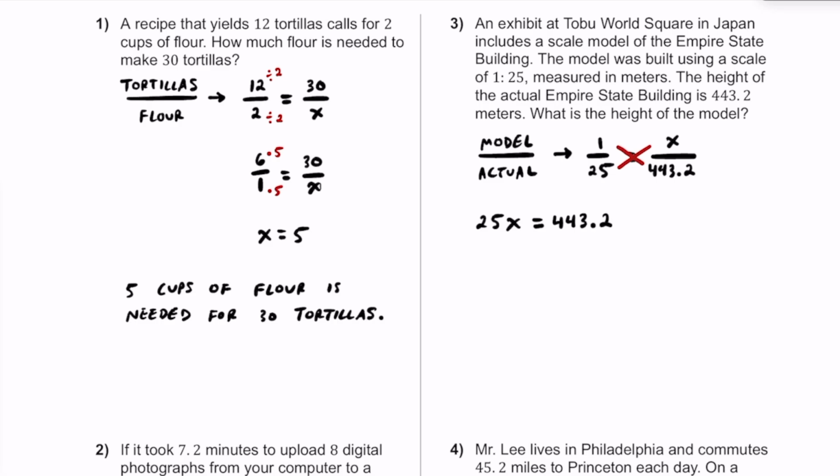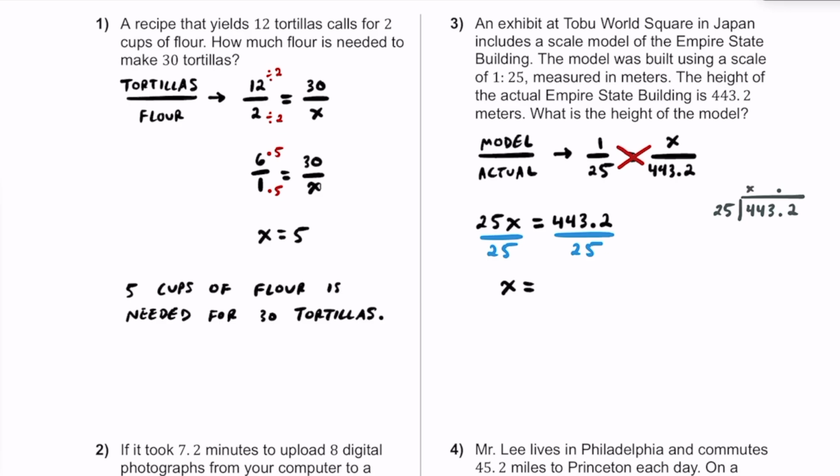Now if we divide both sides by 25, we're going to be able to get the height of this model. So on the left side, we're going to get 1x, or just x, equals. All right, so setting up this division, we're going to see how many times 25 is going to fit into this 443 2/10. We know the decimal is going to go right up here.